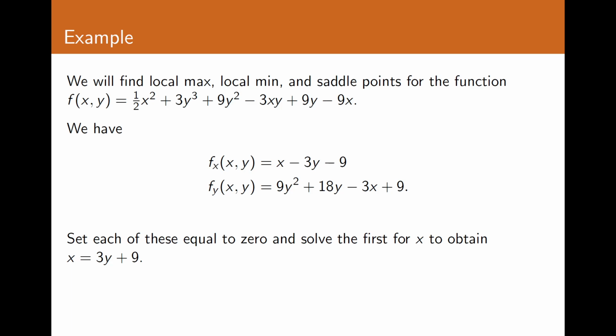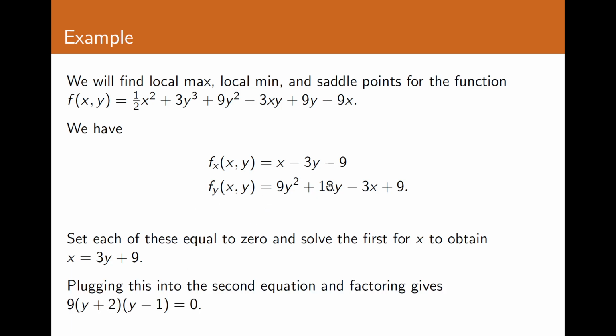Now what we can do is we can set the second equation equal to 0 as well, and this x here will replace with 3y plus 9, so then we have an equation in just y. And once we do that, then we can go ahead and solve that for y. So once you do that, you can go ahead and factor this. You'll be able to factor a 9 out, and then what's left over you can factor into y plus 2 times y minus 1 is equal to 0.